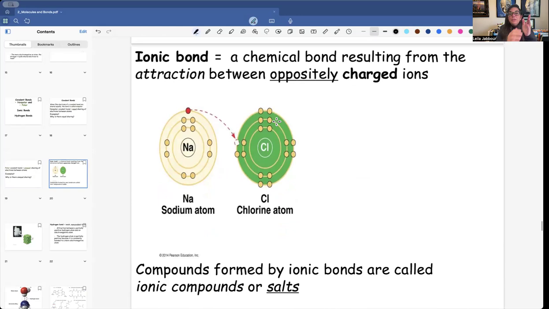So ionic bonds, like we saw previously, are a chemical bond resulting from the attraction between oppositely charged ions. So you would have to charge the ion and then bring it back over here to participate in an ionic bond.